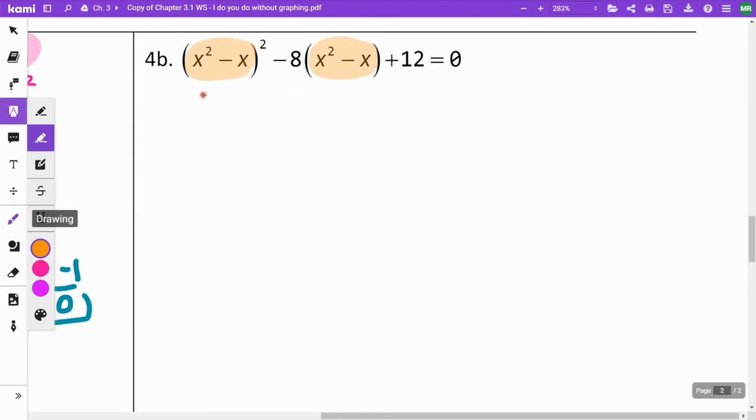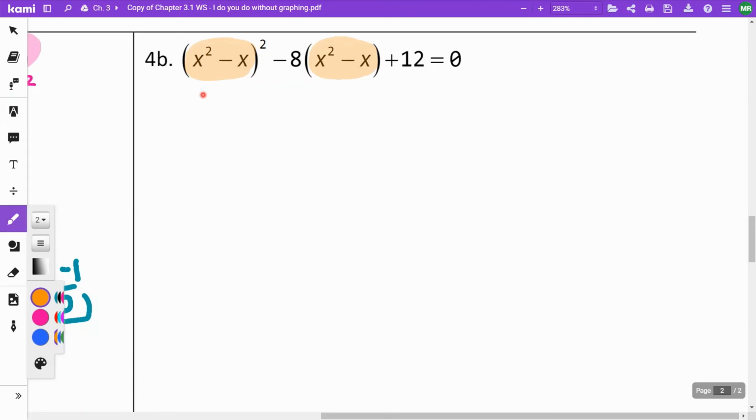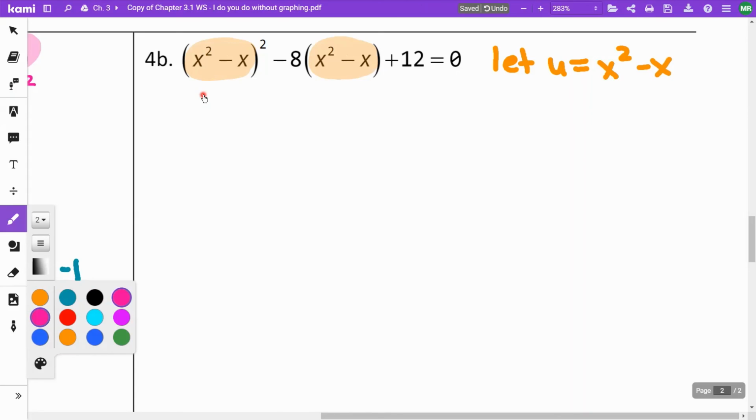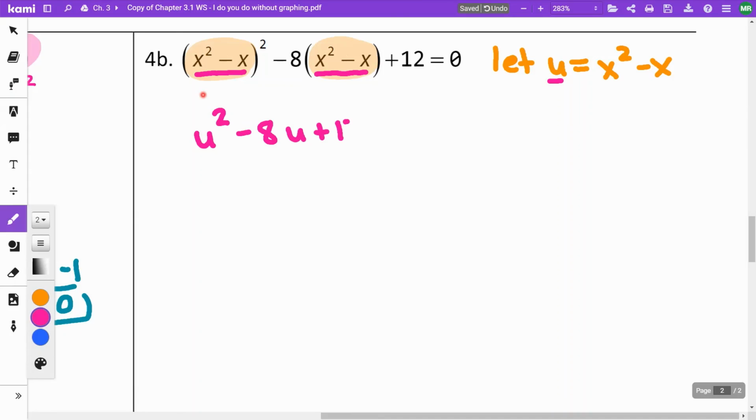Okay, so I am going to let u equal x squared minus x, okay? So that means right here, that is going to be my u. Over here, this is going to be a u squared. So I'm going to rewrite this as u squared minus 8u plus 12 equals 0. So again, in place of this, I'm writing u. In place of this, I'm writing u.